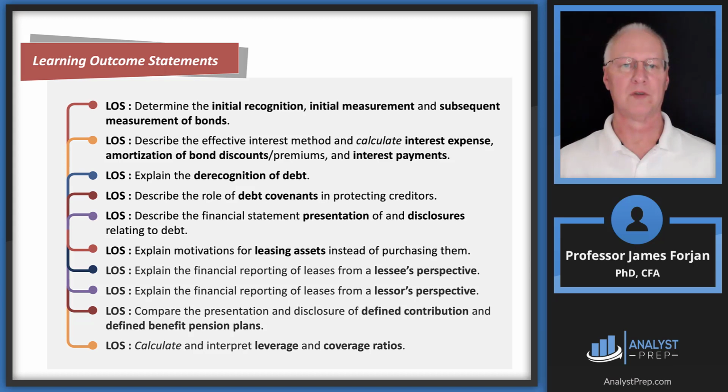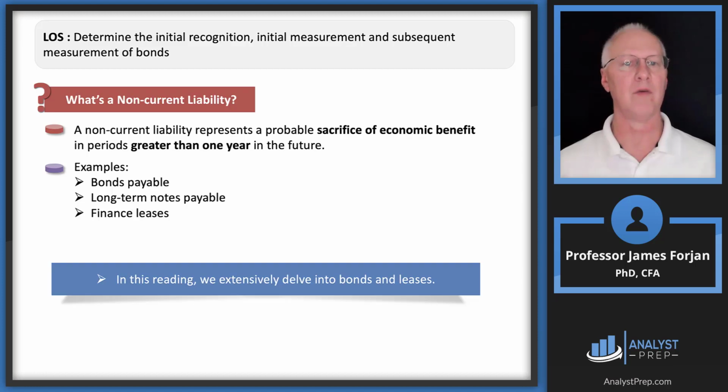So look at those top handful of LOSs: measurement of bonds, bond discounts and premiums, covenants and disclosures. Then we'll talk about leasing, and then at the very bottom we'll go ahead and talk about defined contribution and defined benefit plans, and then as always we'll go ahead and look at some ratios. Now the good news is that you've seen these leverage ratios before, so this will be a little bit of a review.